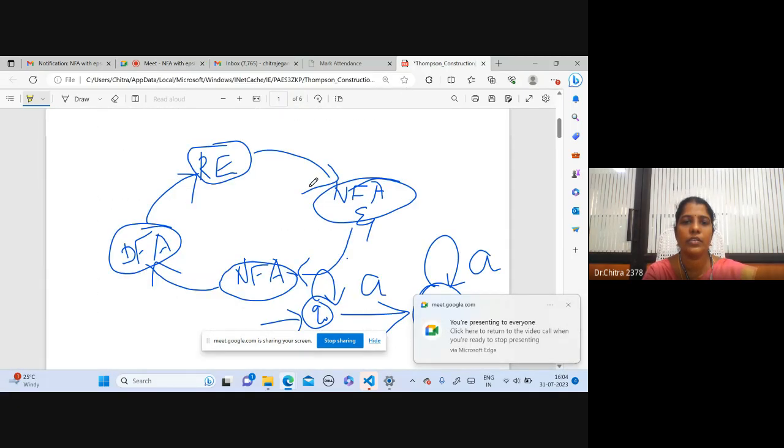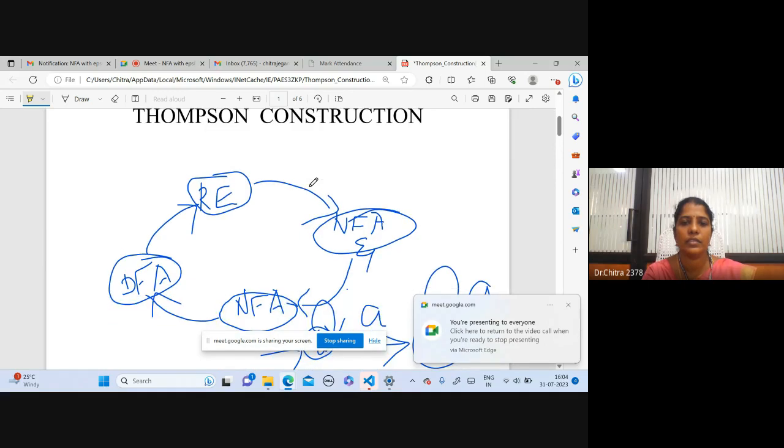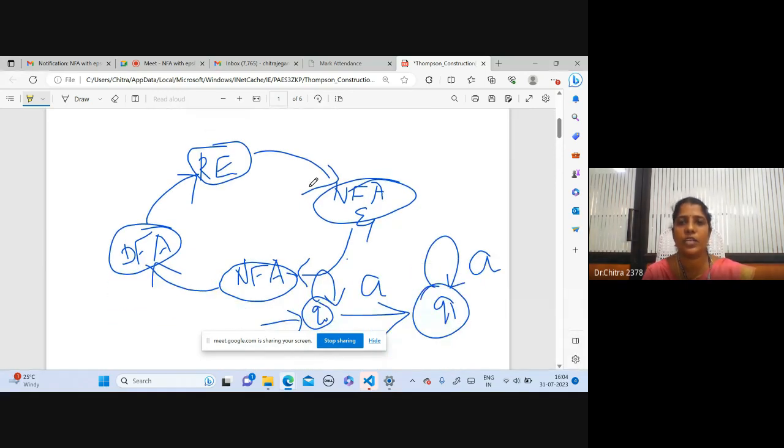Again, I'll tell you. We are going to see about the Thomson construction. Before dealing with the Thomson construction, there is a connectivity between the regular expression, NFA with epsilon transition, NFA as well as DFA. I told you earlier.